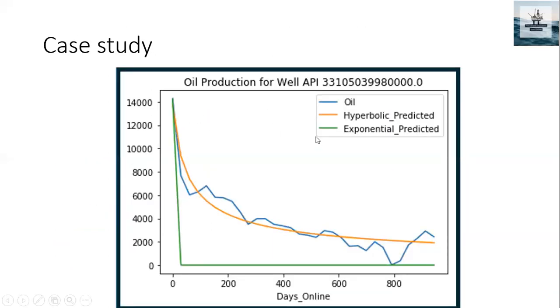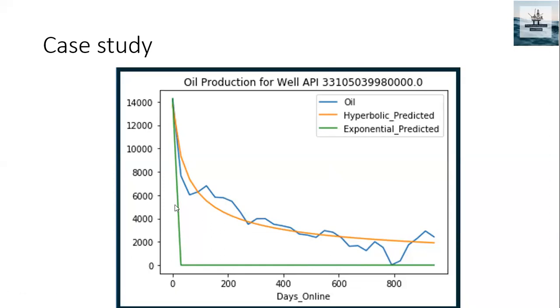Imagine the real-time oil, the blue line is the real-time data. These two are production decline curves, the orange one and the green one. The orange one is the hyperbolic predicted one, and the green one is the exponential predicted one. Out of these two curves, the orange one comes close to the original data. So we can say that your original data matches the hyperbolic predicted curve. With the help of this curve, you can predict the future amount of oil.